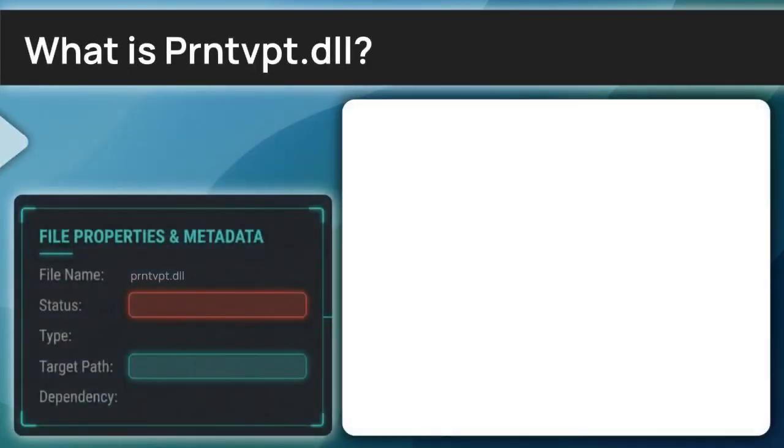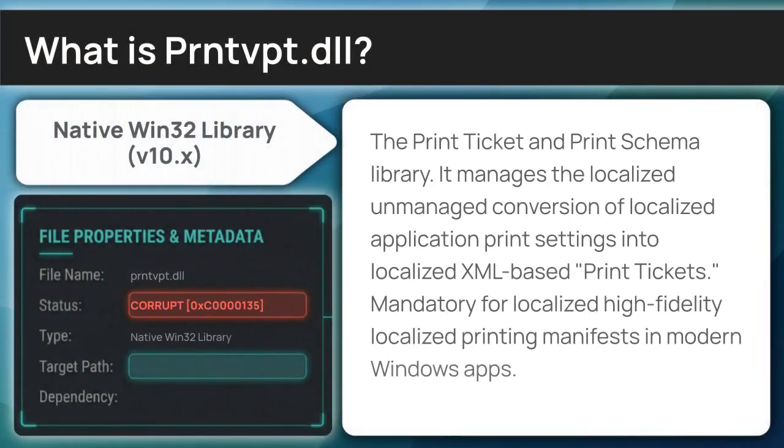This is the Prntvpt Library, the print ticket and print schema library. It manages the unmanaged conversion of application print settings into XML-based print tickets. Mandatory for high-fidelity printing manifests in modern Windows apps.